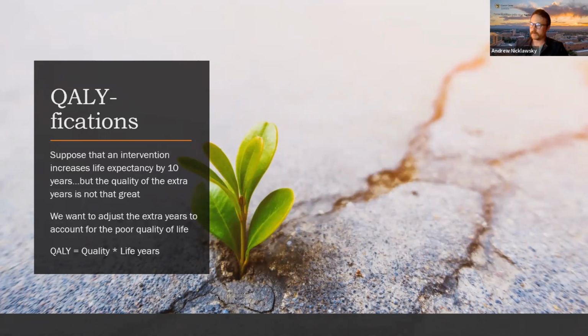So speaking specifically about QALYs, basically what they are is a number between 0 and 1 that reflects how people feel about life in that condition. So the lower the quality, the lower that number. Suppose you have an intervention that increases your life expectancy by 10 years, but the quality of the extra years is not that great. We want to be able to adjust those extra years to account for the poor quality of life. So we multiply quality of life by life years.